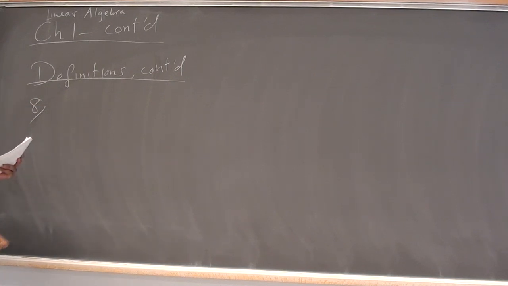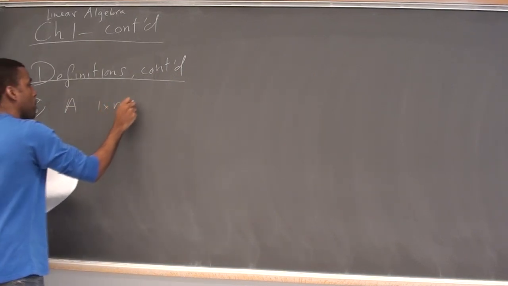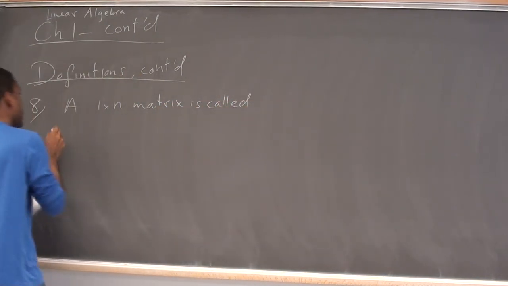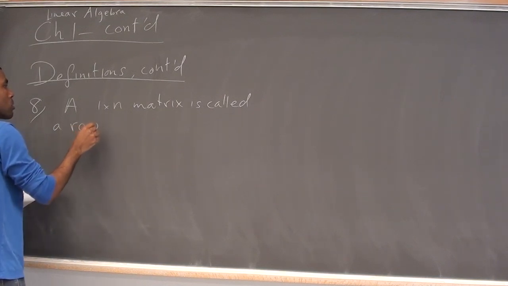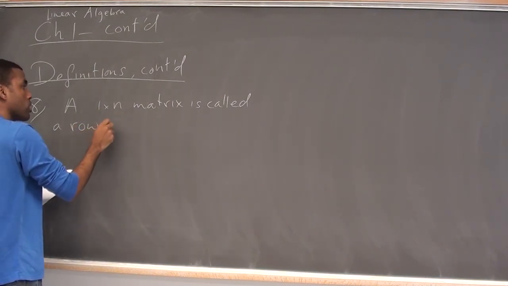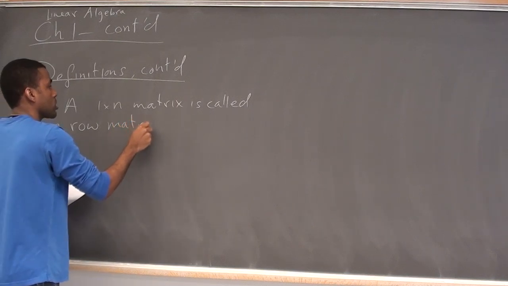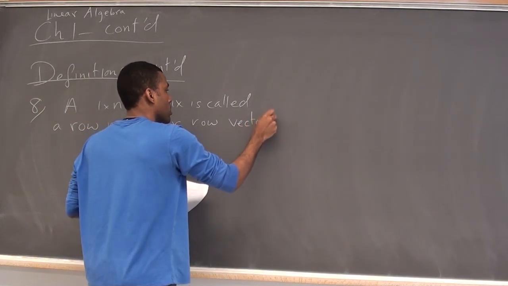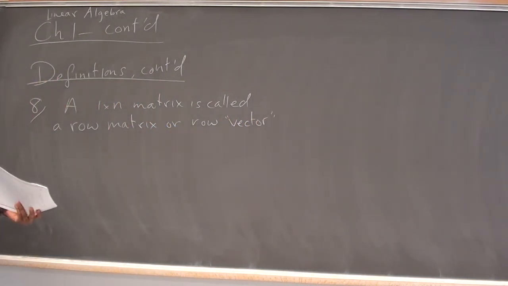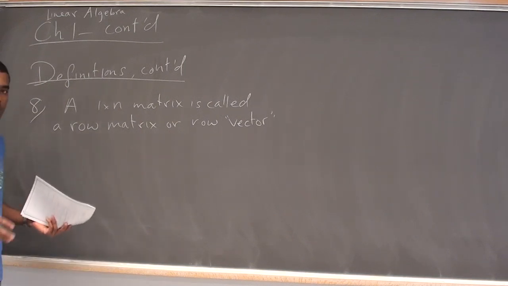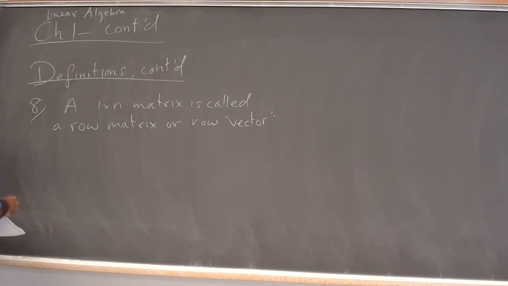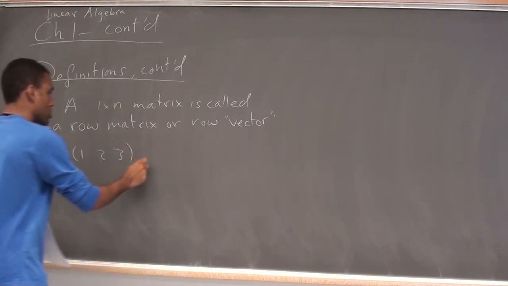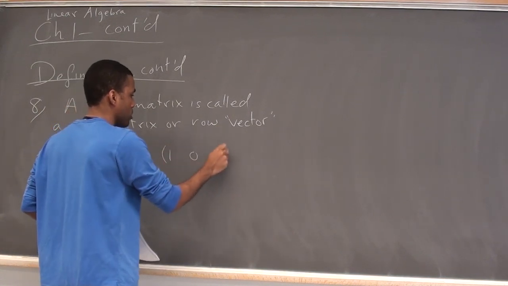Definition 8. A one by n matrix is called a row matrix or row vector. They call it a vector because it sort of looks like a vector. You don't necessarily think of it as something having magnitude and direction as you usually think of vectors, but that's what it's called. So example, that's a row: 1, 0, 1.